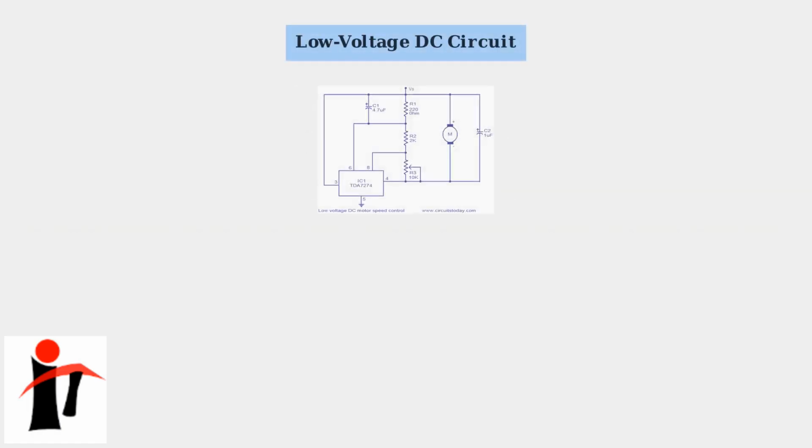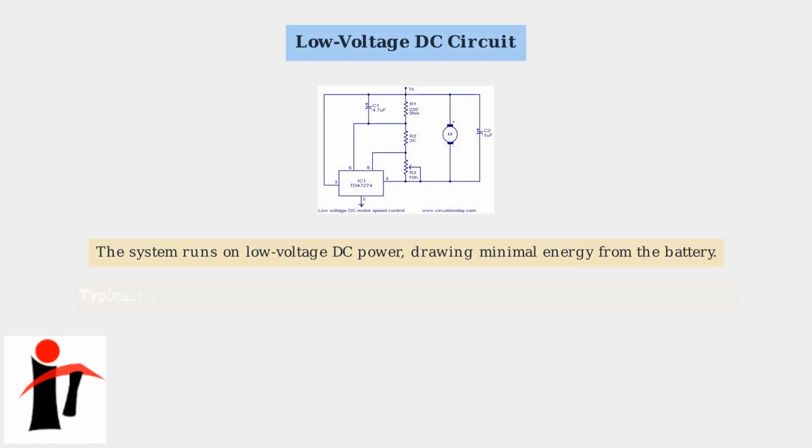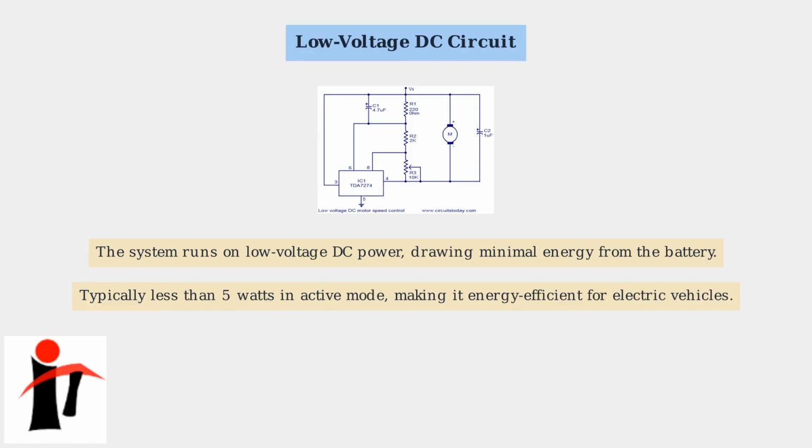Tesla's interior lighting operates on a low-voltage direct current circuit designed to be safe and efficient. This setup draws minimal power from the vehicle's battery, typically consuming less than 5 watts when active, which is crucial for maintaining the range and efficiency of electric vehicles like Tesla models.